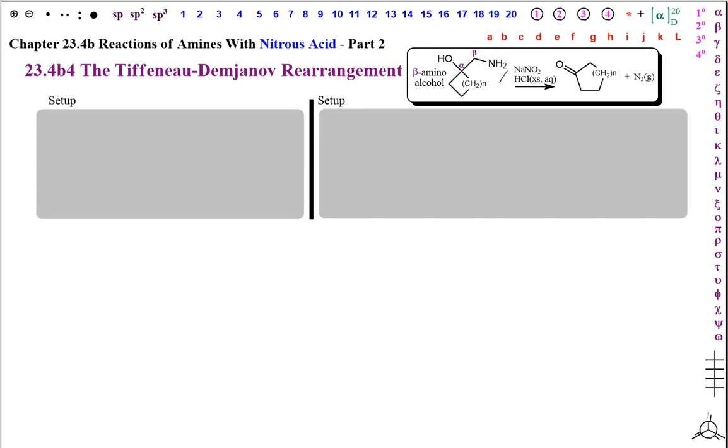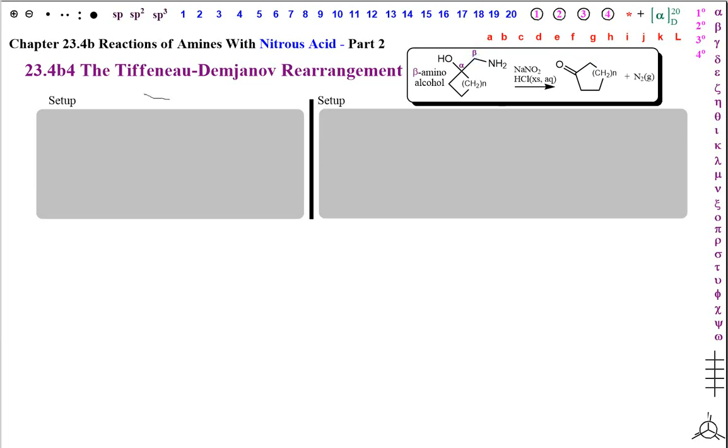As you can see in this reaction, you must start with a beta-amino alcohol. Typically, it's a cyclic structure. It does not have to be. Reaction with nitrous acid, created when sodium nitrite reacts with HCl, generates a diazonium ion, which we will see, that undergoes a rearrangement which gives a ring expansion by one carbon with the loss of nitrogen gas. This new carbon in the ring was the former beta carbon of the beta amino alcohol.